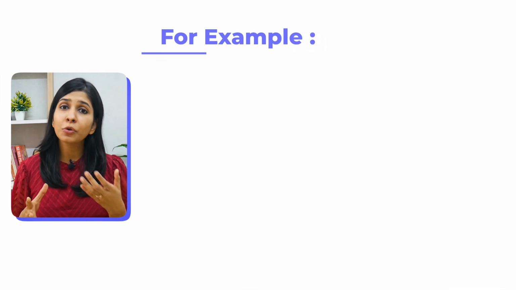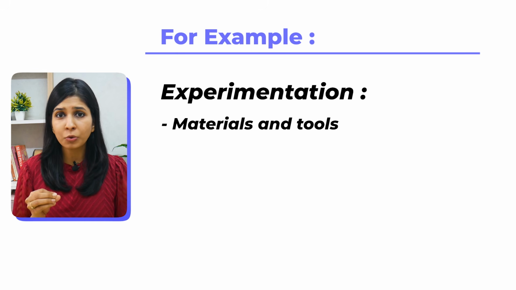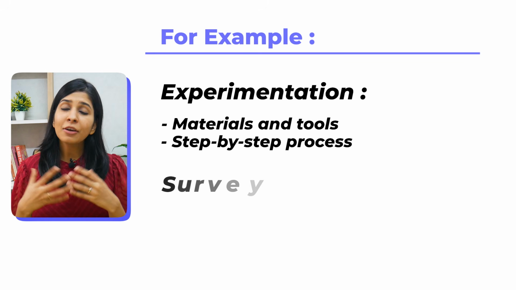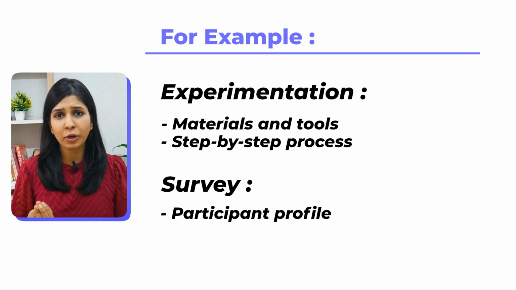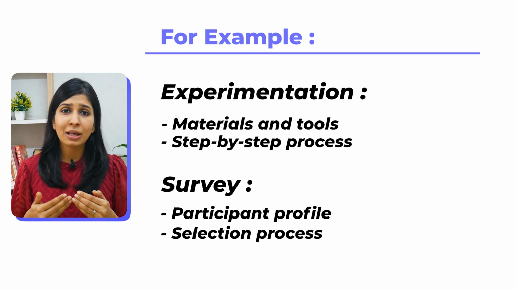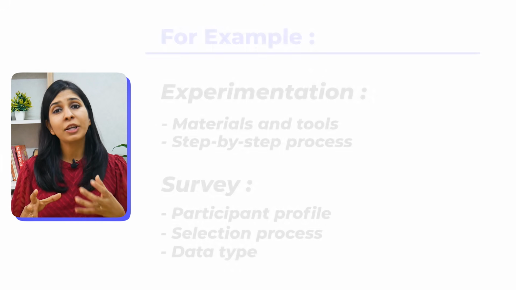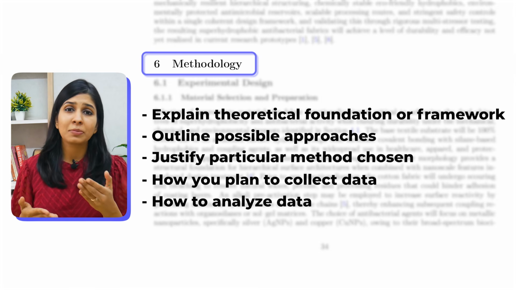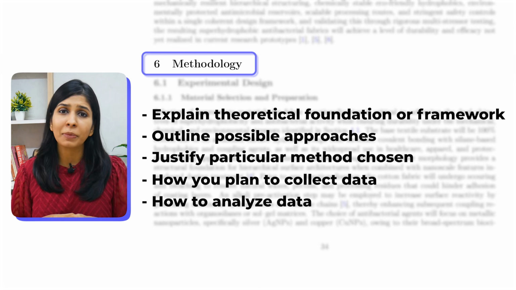For example, if you're doing an experimentation, then explain what are the materials and tools you're going to use and what is the step-by-step process that you're going to follow. And for example, if it's a survey, then you explain who your participants are going to be, how are you going to choose them, and what kind of data are you planning to collect. After that, you need to explain how are you going to analyze your data, either using some statistical tools, coding framework, or any other tool or equipment that you need.